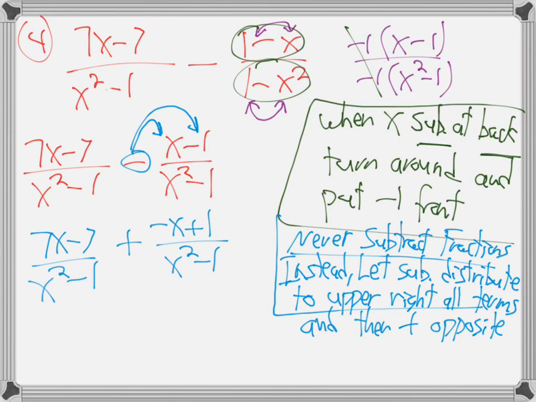Are you with me? See how I made the opposite of both of those things in the upper right? The opposite of regular x is negative x. The opposite of negative 1 is positive 1. See how that came down as opposite?